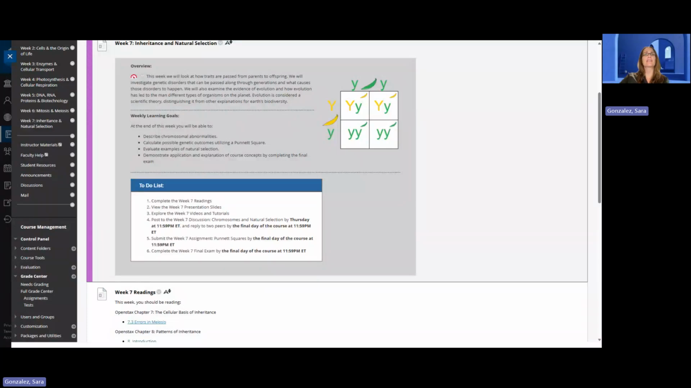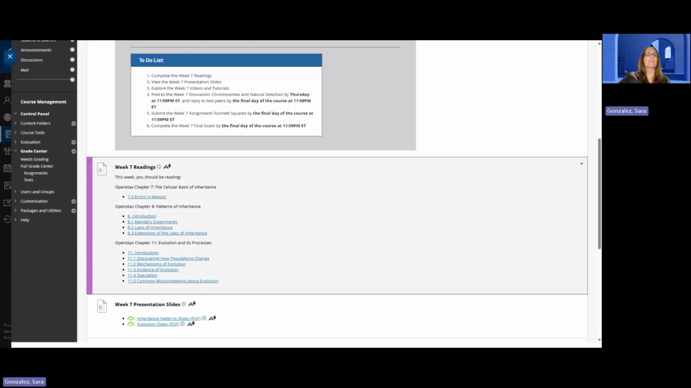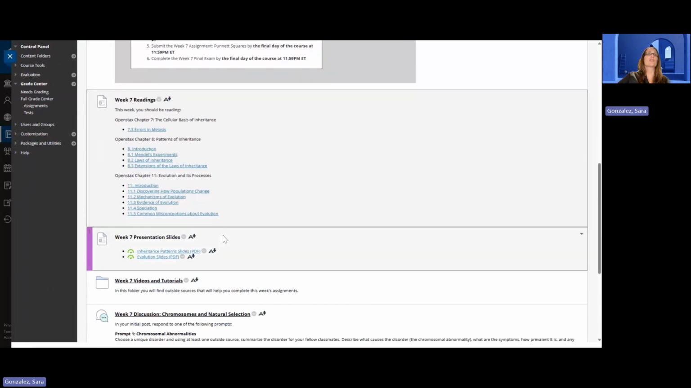We looked at mutations and changes and misfolds in proteins last time. So this week we're going to be looking at inheritance and natural selection here. So here's our readings, section 7.3 from chapter 7, just one section. So looking at errors in meiosis. Chapter 8, looking at Mendel's experiments, the laws of inheritance. And then chapter 11, looking at evolution and speciation. So how we go from here in terms of those changes and mutations.